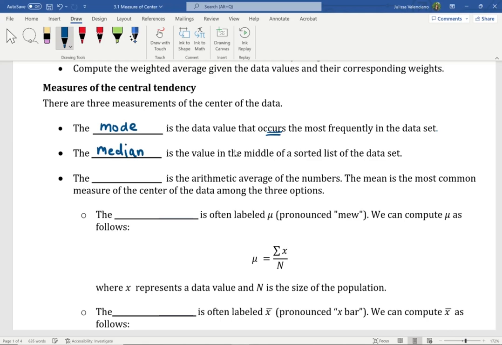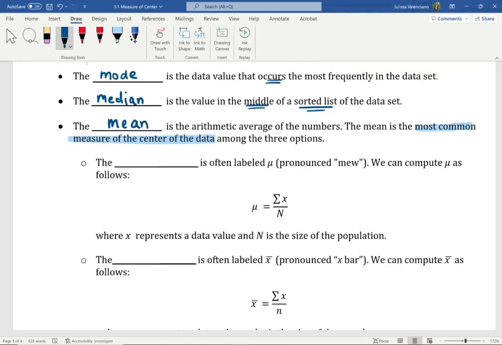Now, the median is the value in the middle of a sorted list of the data values. So when we're finding the median, we're going to need to order the data set, and we usually order it from smallest to largest, and we're going to find the value exactly at the middle of that list. The third measurement is the mean. This is the arithmetic average of the numbers. Now, the mean is the most common measurement of the center of the data among all three options, but we're going to have some restrictions of when we can use the mean.